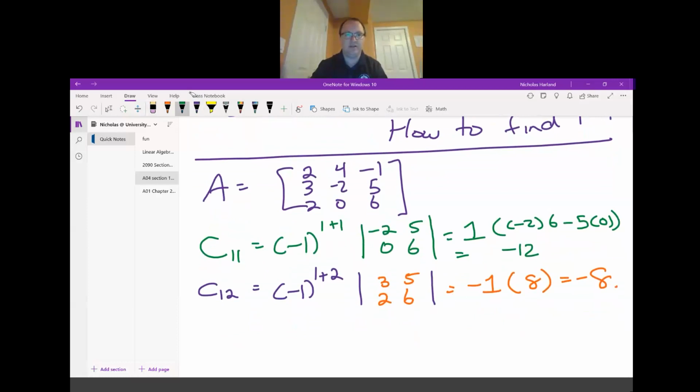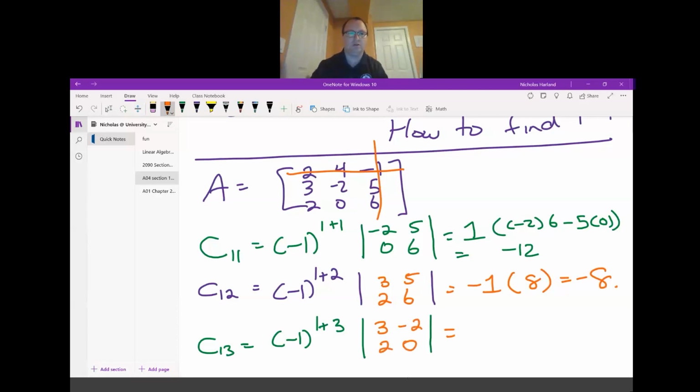What about row 1, column 3? What determinant would we be left with? That's right. Goodbye row 1. Now goodbye column 3. That just leaves us with 3, negative 2, 2, 0. Is the thing in front going to be plus or is it going to be minus? It's going to be plus 1. And then 0 minus negative 4 is 4. And so we get 4.